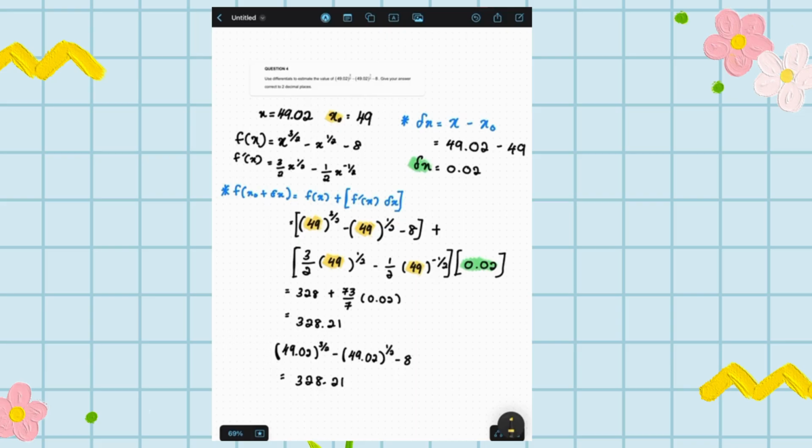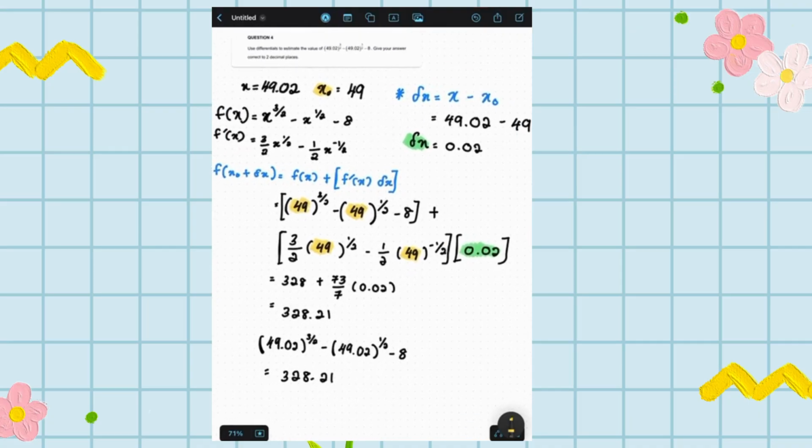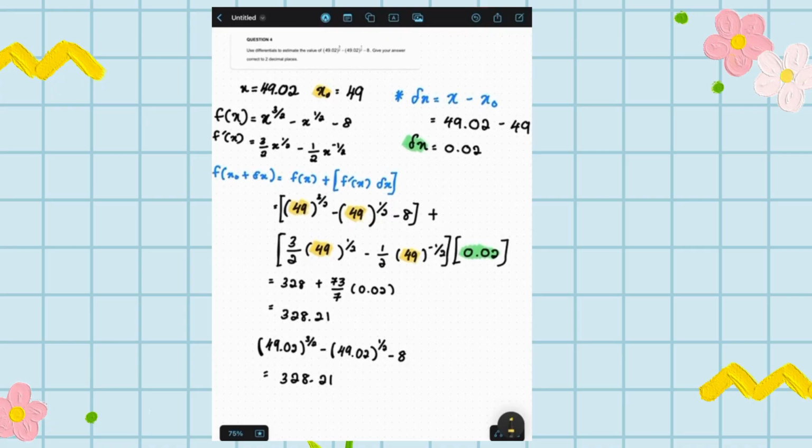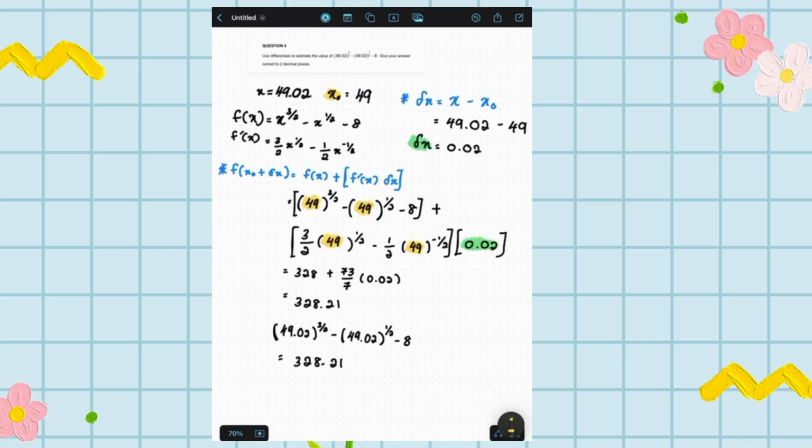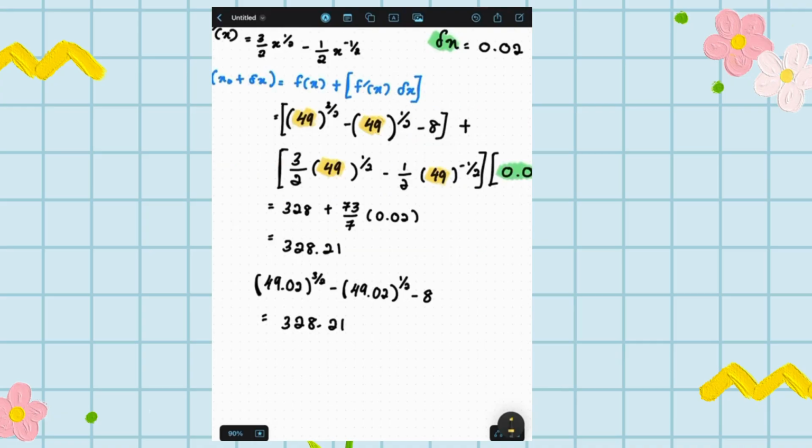To solve this problem, we substitute all the information that we have, x naught and delta x, into this formula, and we got this solution. After we substitute all the values, we get the answer for this solution is 328.21.